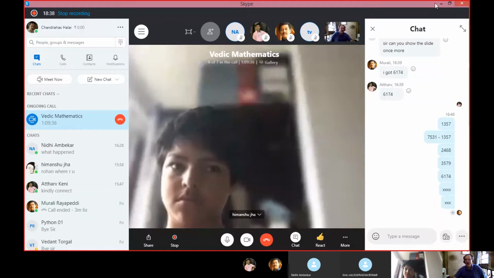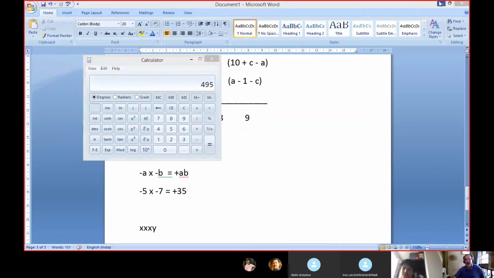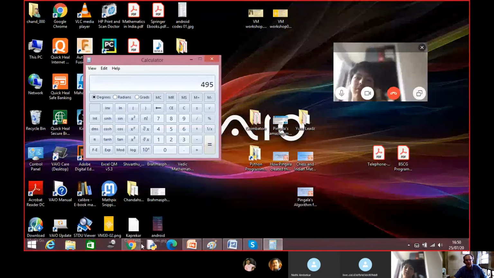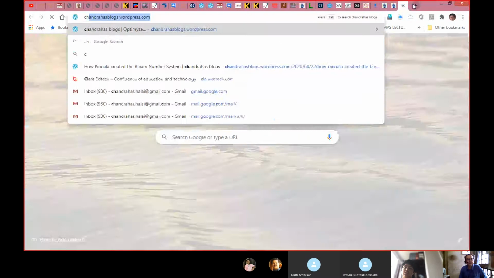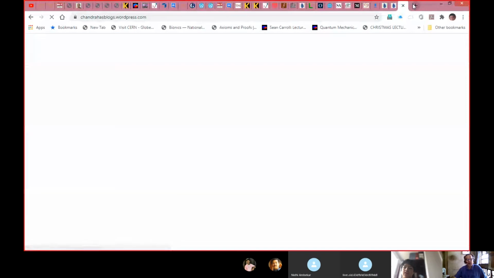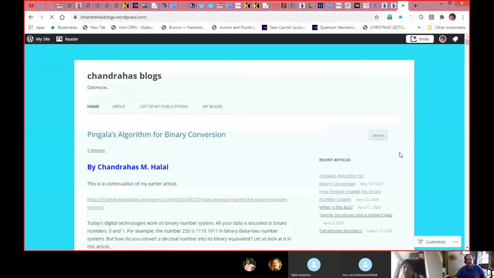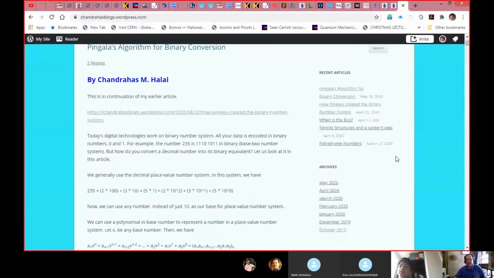I'll show you something. That's a lot of tabs.